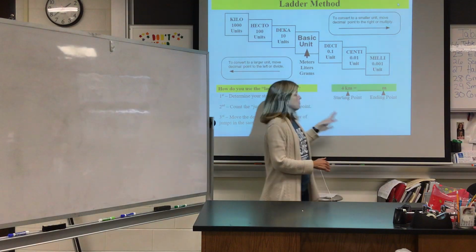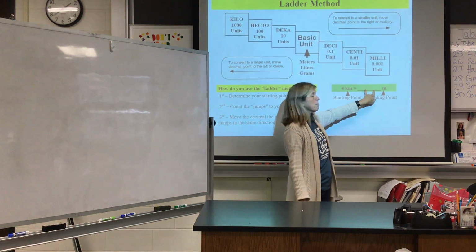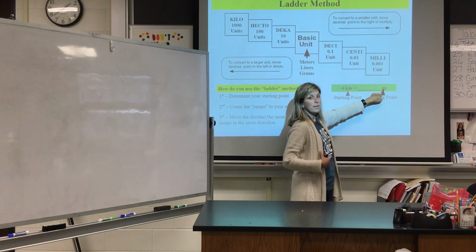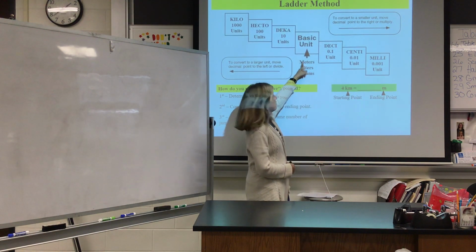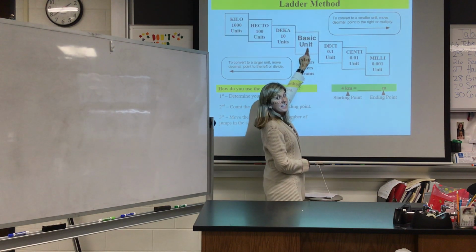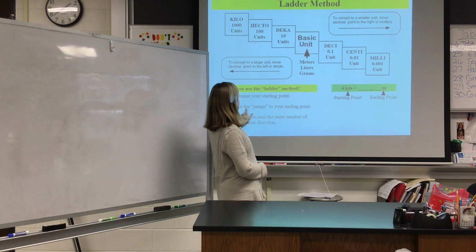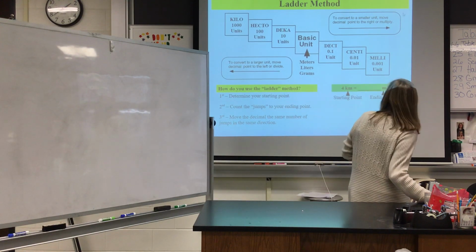My ending point is the unit with the blank that I'm trying to find out. So a single M stands for meter. Here's where the meters are found. So I need to get to this stepping point, all right? Then I ask myself, how many jumps to my ending point? Well, let's count it.